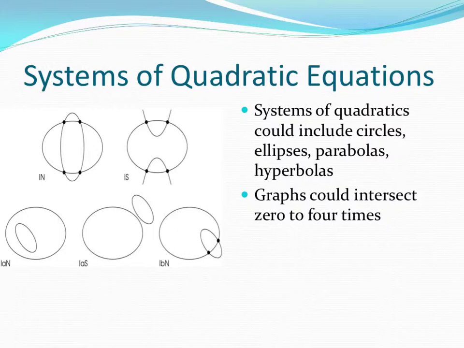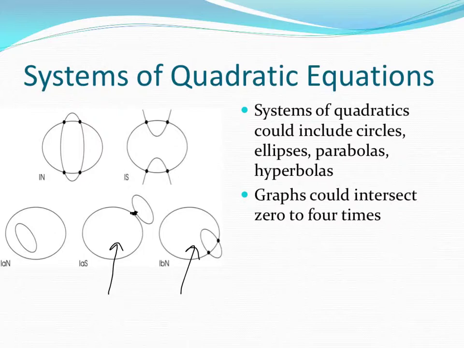And take a look at the diagram on the left. You'll notice that these conic sections can intersect anywhere between 0 and 4 times. The two conic sections could not intersect, like this one here. One of the conic sections could be tangent to the other. Imagine if this ellipse was tangent to the circle, if they just touched at one point. They could intersect in 2 points, like these guys.